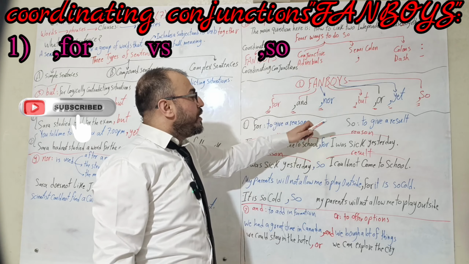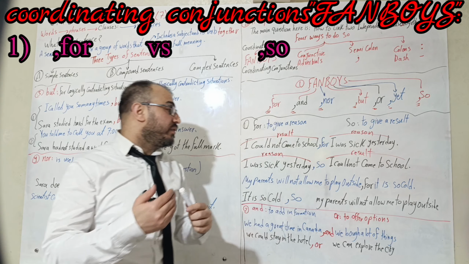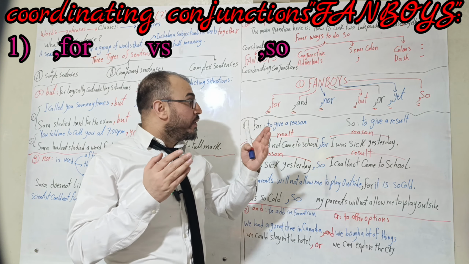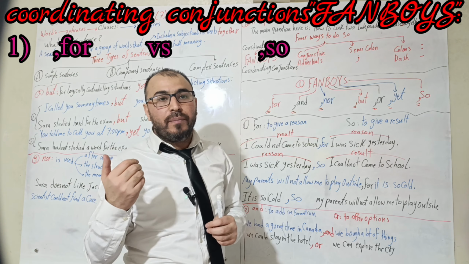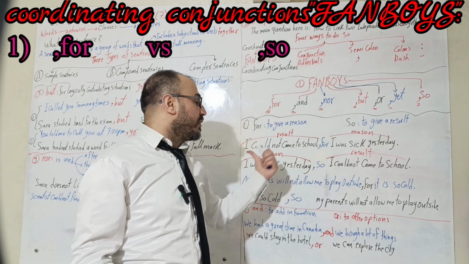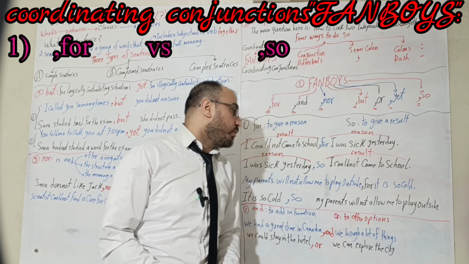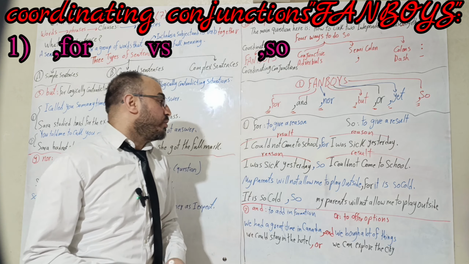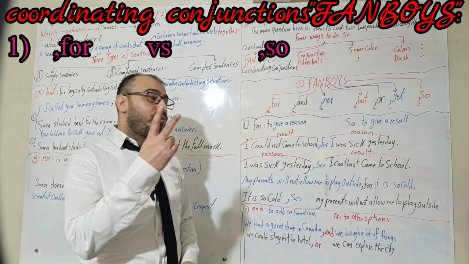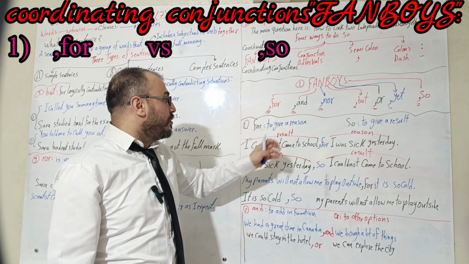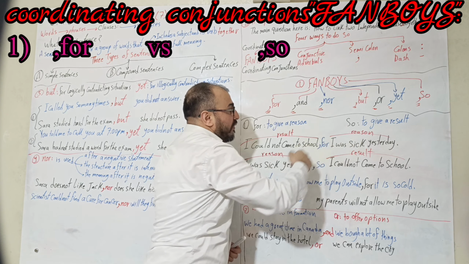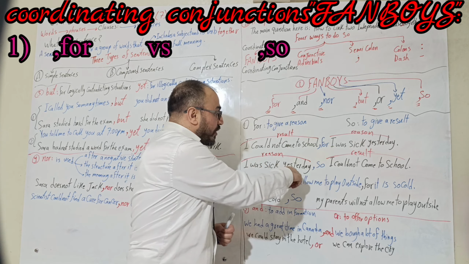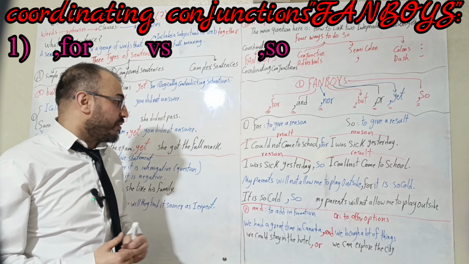Again, my friend, we use so to give a result of a statement or situation. So if we have two independent clauses inside one compound sentence and the second one of them is the result of the first, we use so to link them together. As you see here, I was sick yesterday, so I couldn't come to school. I can form the same sentence in two ways. If I use the result first, I use for to present the reason, or if I use the reason first, I need to use so to give the result.